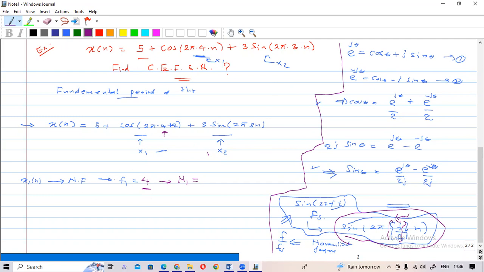If the normalized frequency is 4, the period, 1 over period equals the frequency, so n1 is equal to 1 over f1. That is 1 over 4, which is equal to 0.25, but don't write it like this. This step is simple, but don't simplify it up to a decimal value. Keep it as a ratio. That is very important. Now if you consider the x2 signal, tell me quickly, what is the normalized frequency of this signal? Let's say that it is f2.